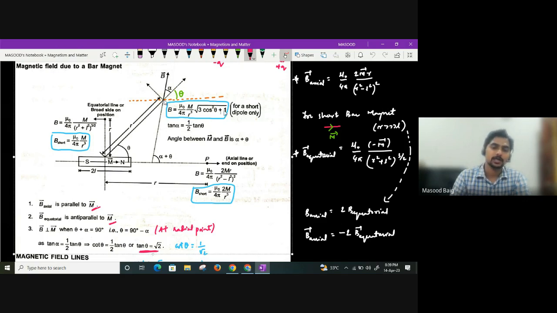At a radial point, the magnetic field usually makes an angle theta plus alpha with the magnetic dipole moment. So if the magnetic field at the radial point is perpendicular to the magnetic dipole moment, theta plus alpha will be 90 degrees. Then we can write theta will be tan inverse of root 2 and alpha will be cot inverse of root 2. Clear all of you?